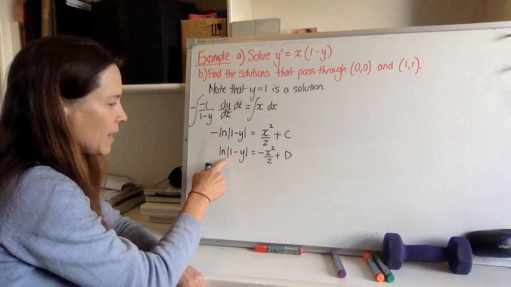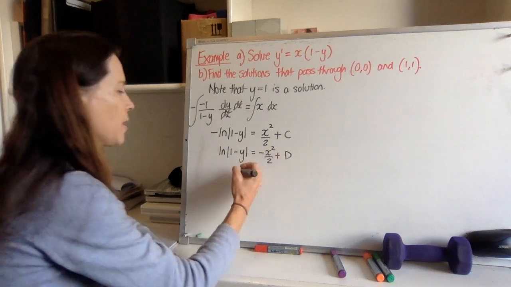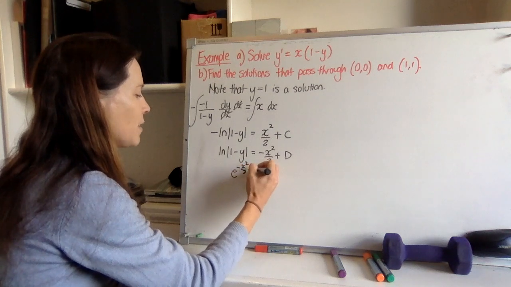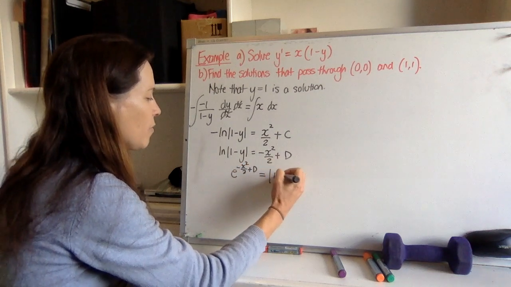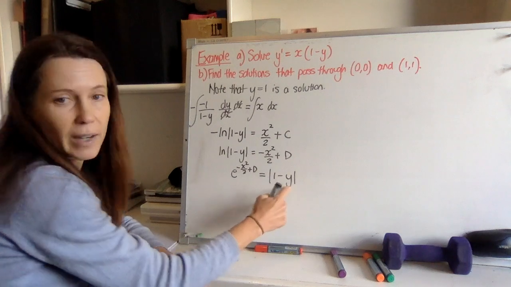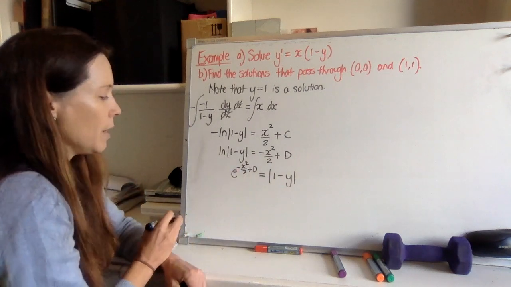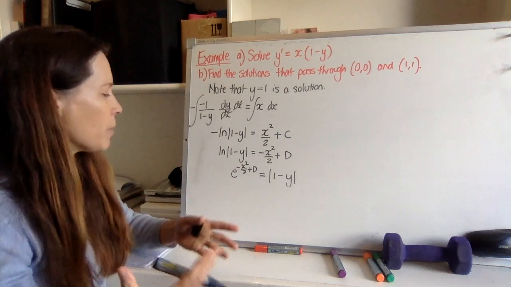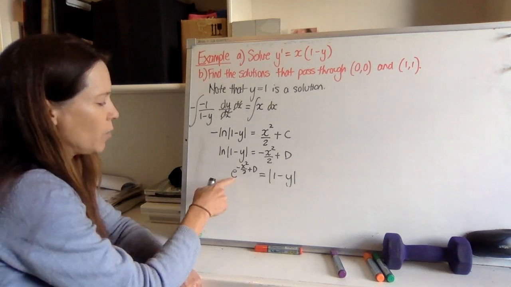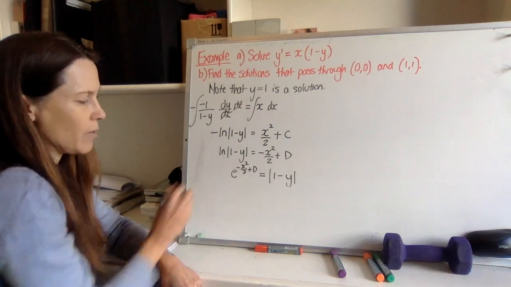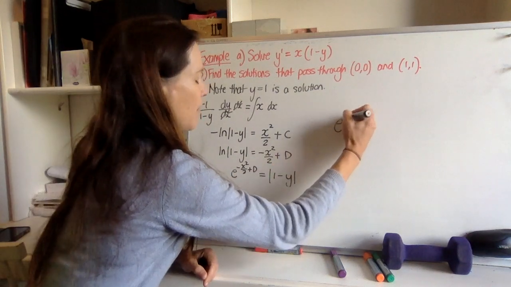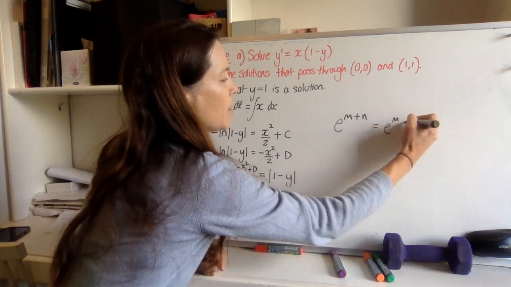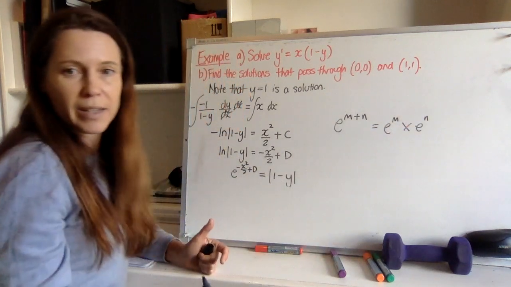Now we can say that e to the power of all of this is equal to this part. So write that down, e to the power of x squared over 2 plus d is equal to the absolute value of 1 minus y. And we don't want to forget our absolute value brackets here. Now, tidying up this side is where it gets a little bit confusing, but after you've done a bunch of these, you'll get the hang of it. We need to acknowledge that if we've got e to the power of something, let's just say e to the power of m plus n for argument's sake, that's e to the power of m times e to the power of n. We know this index law, right?